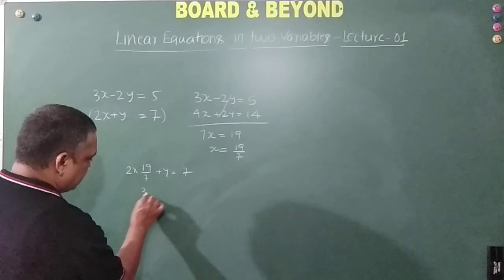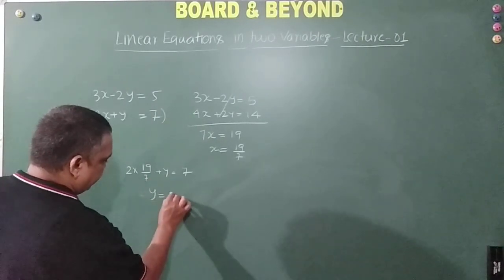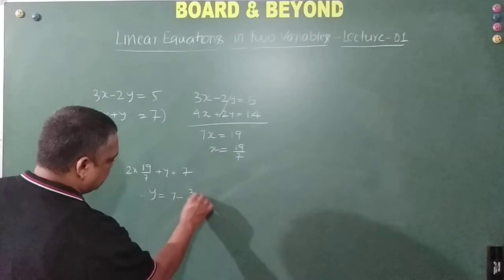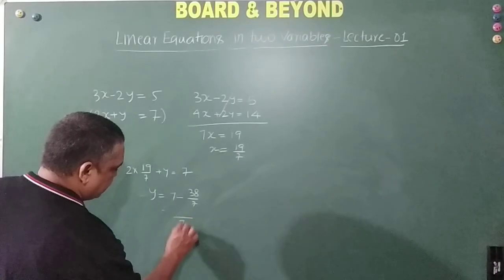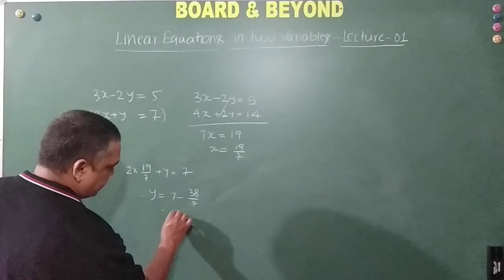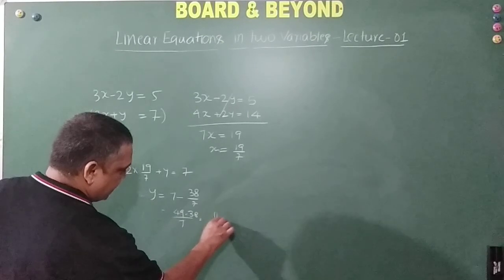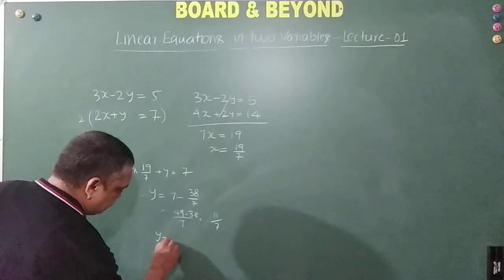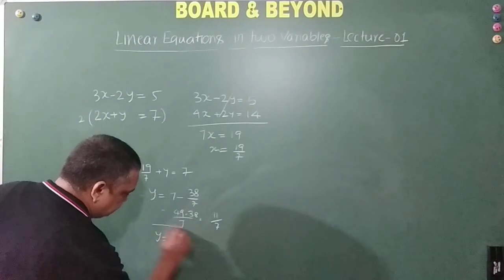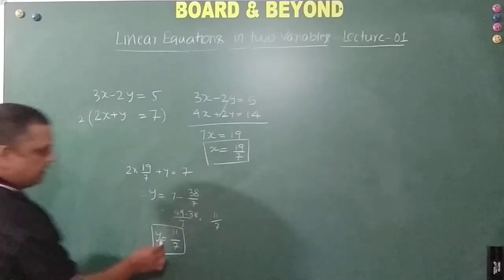Right, friends? So I'll just put it, y is equal to 7 minus 38 by 7. So this is 7. So 49 minus 38, friends, that is equal to 11 by 7. So our y is 11 by 7. So this is the value of x and this is the value of y.